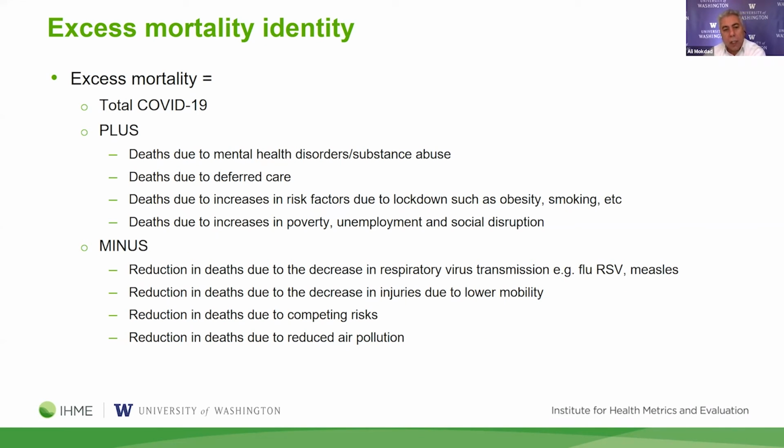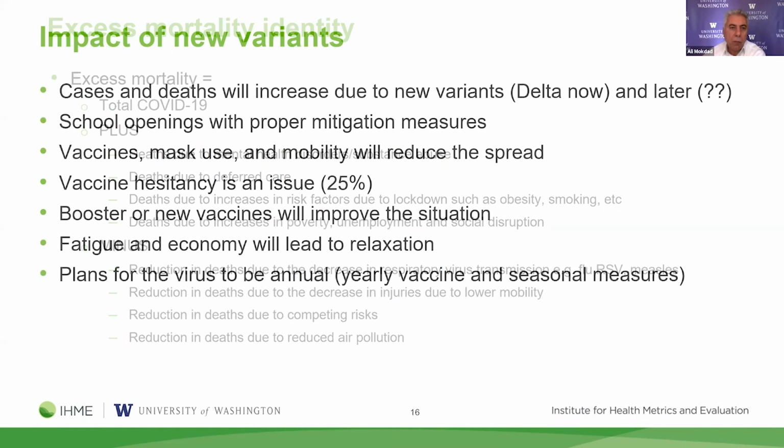At the same time, if we don't account for it and look at deaths in the population as a whole, there is a reduction in mortality due to a decrease in respiratory viruses. We haven't seen much flu last winter. There is a reduction due to injuries from mobility because not many of us are driving or outside our home. Reduction in deaths due to competing risk factors, of course. And of course, there is a reduction due to reduced air pollution. We have data showing it's not as much right now, but early on in the epidemic, there was a reduction in particulate matter, carbon monoxide in many places.